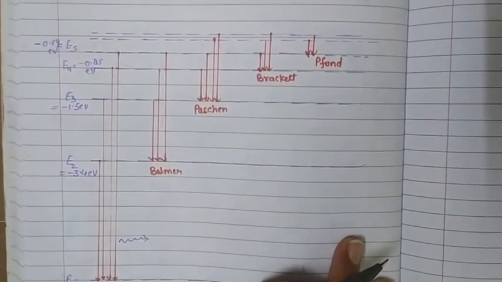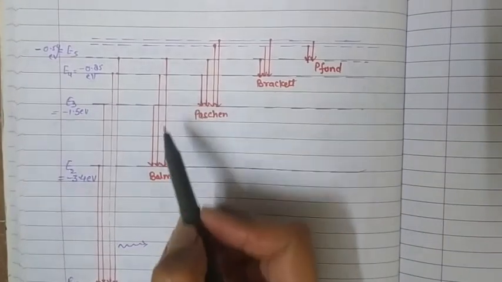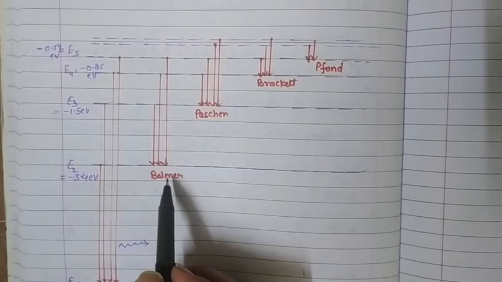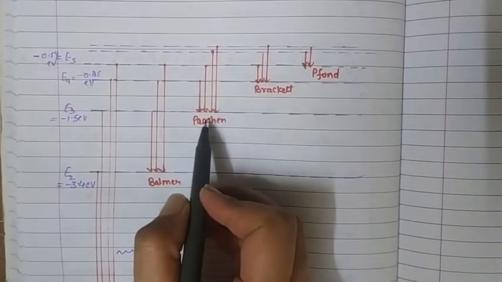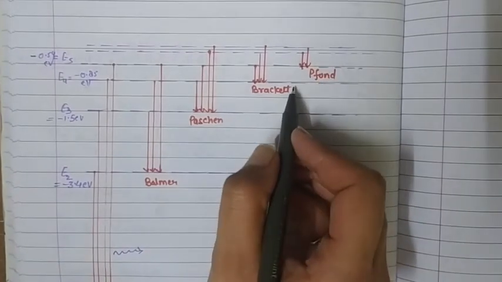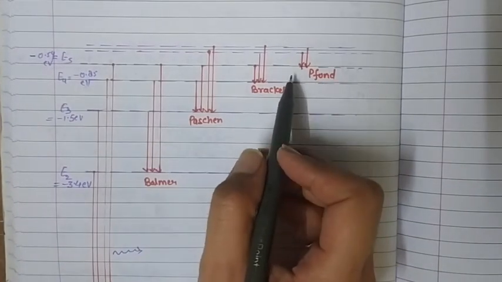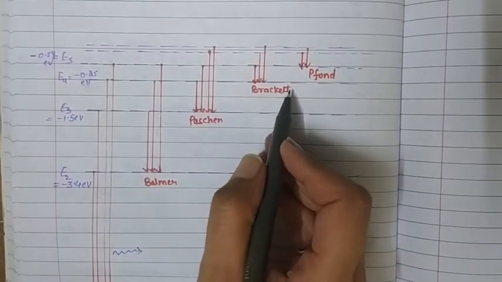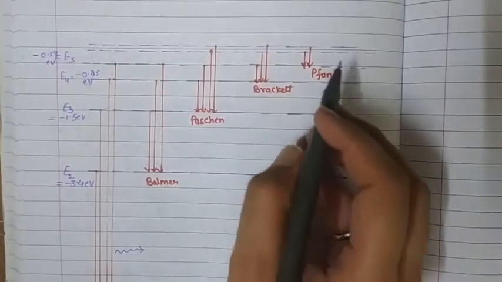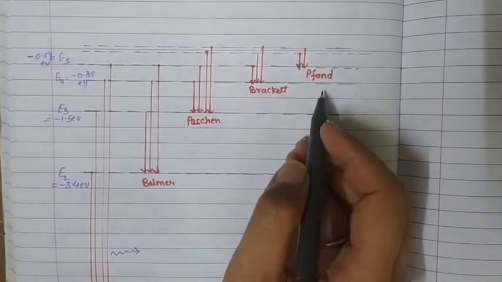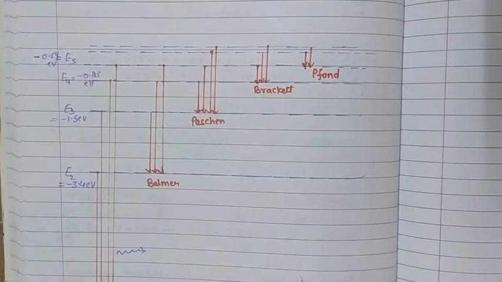Similarly, when an electron transits from higher energy levels to the second energy level, the series we get will be the Balmer series, and if it transits from higher to third, we get a photon of the Paschen series. If it transits from higher to the fourth energy level, we get a series called the Brackett series, and if it transits from higher to the fifth energy level, then we call it the Pfund series, and so on. So the process goes like this.